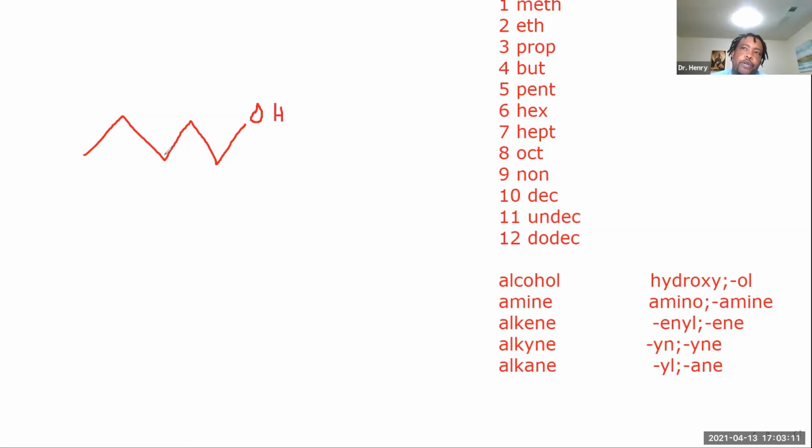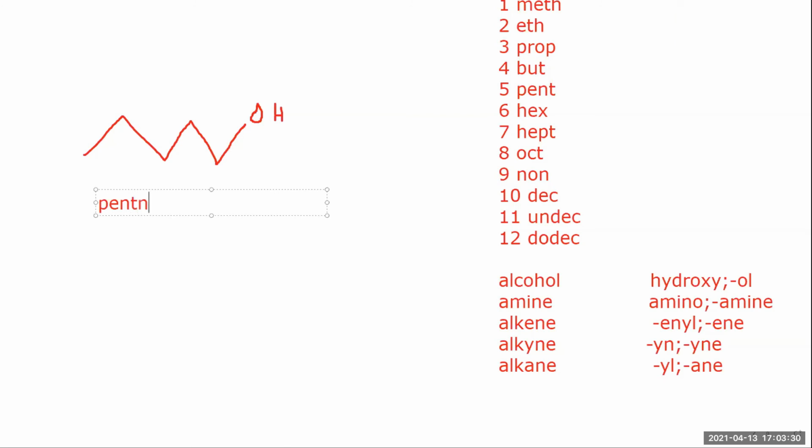So that's 1, 2, 3, 4, 5 carbons, and then that OH means that it's an alcohol. So this guy would be named, with 5 carbons, pentane? Pentanol. Since they're all single bonds, it would be called pentanol. This guy would be fine being called pentanol because it's understood that the alcohol is on that first carbon.